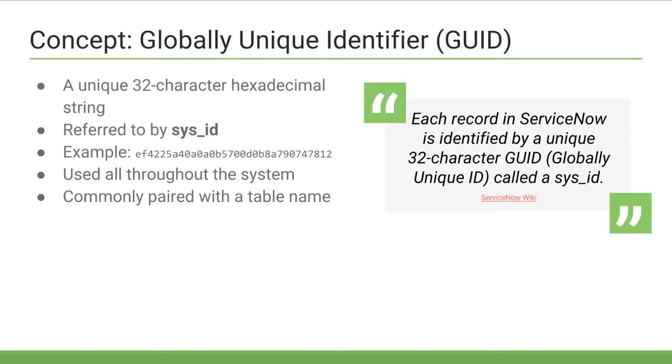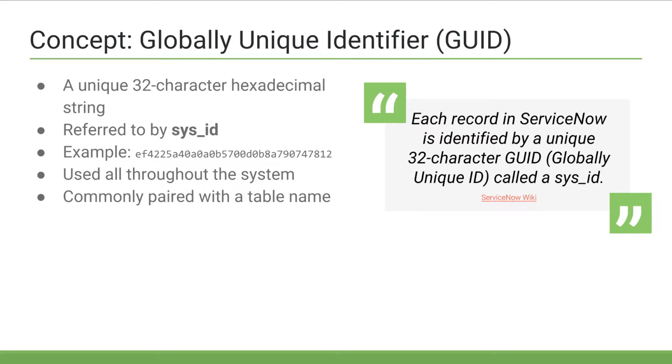An example of a sysID is as follows. It looks a little bizarre at first because it's a 32-character hexadecimal string. So in this example, we have EF4225, A40, etc. SysIDs are used all throughout the system and are very common in scripting within ServiceNow. If you are referencing a specific incident in a script and you need a way to reference that again in maybe another script or just another function, you can do so by using the sysID to point to that exact incident.